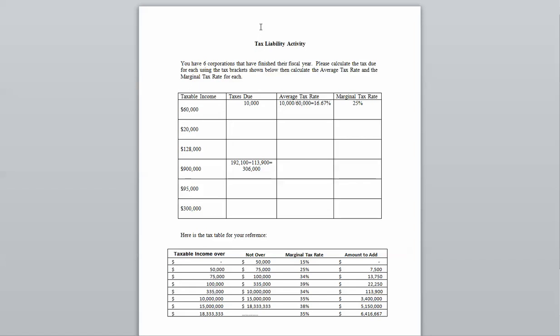Finally, to compute our average tax rate, all we're going to do is take our taxes due of 306,000, divide that by 900,000, and that's going to be 34%. Finally, the marginal tax rate. We're just going to look at our marginal tax rate bracket, and that's the 34% as well. Okay? So I worked those two examples.